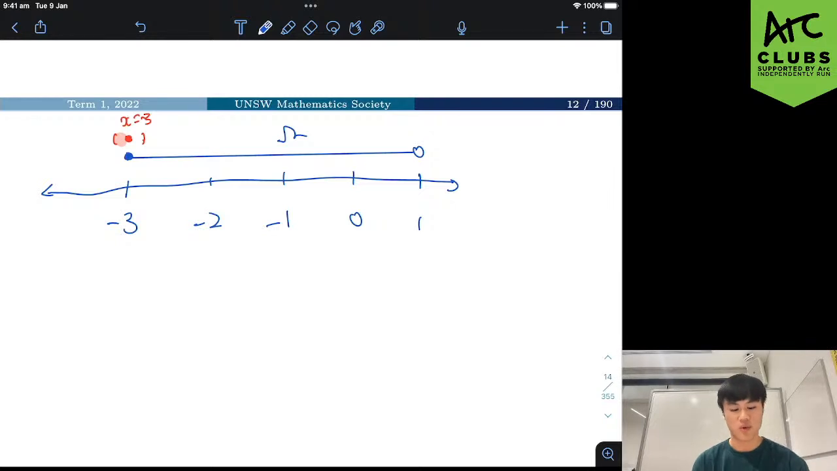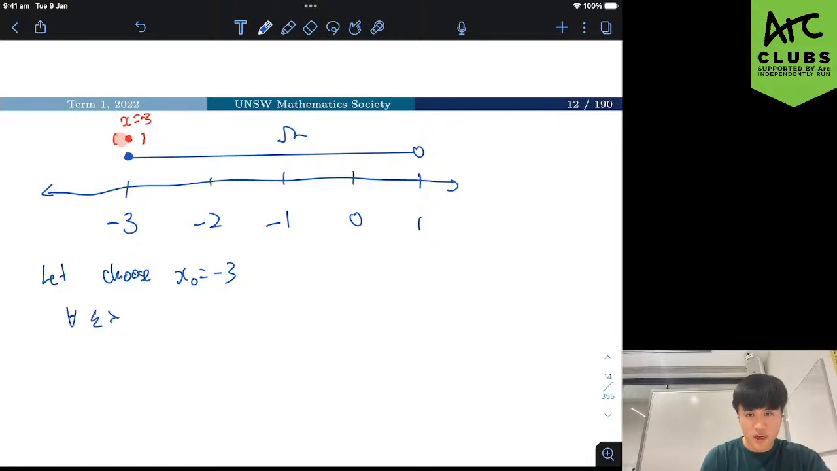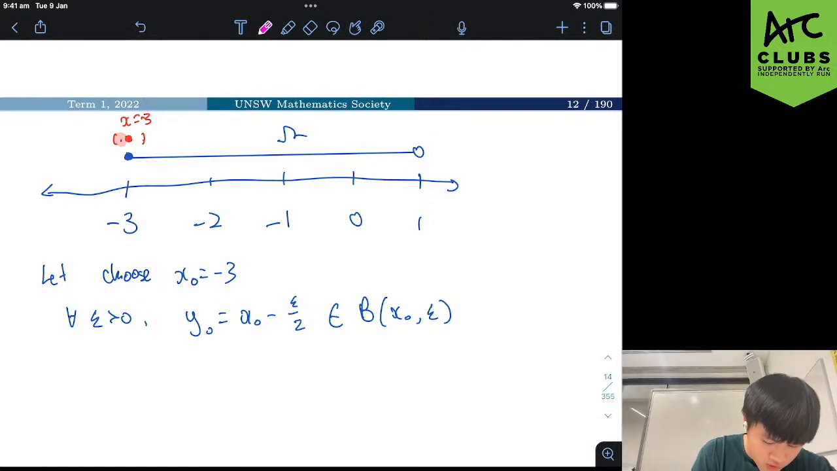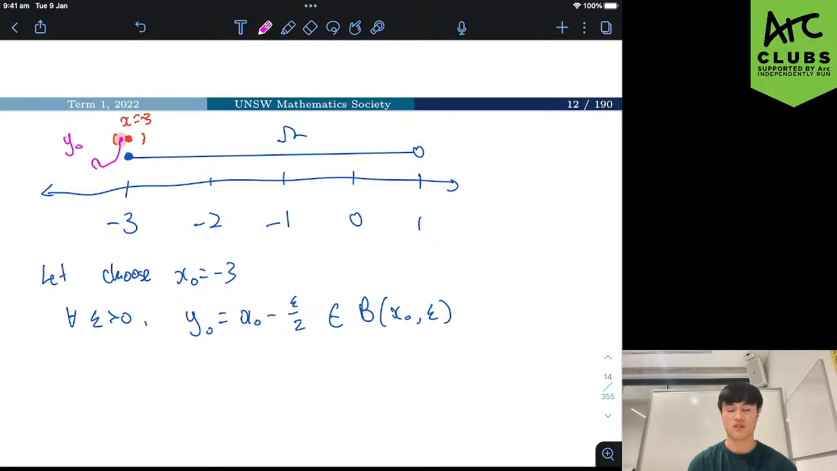How we can do this a bit more mathematically rigorously is, let's choose x naught equal to -3. Then for all epsilon larger than 0, we get y naught equals x naught minus epsilon over 2. And this should be an element within the ball surrounding x naught of radius epsilon. Once again, graphically, looking back up to the number line, we're choosing y to be here. So that's y naught, and we can see that's clearly inside the ball surrounding x naught.